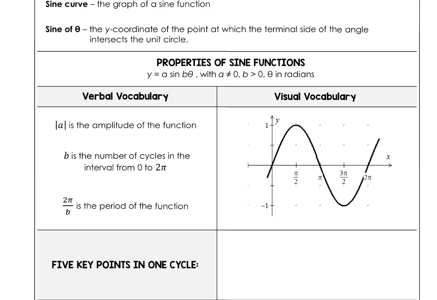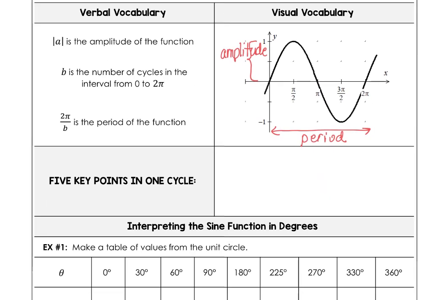So in our picture here, this is the amplitude, from the definition of amplitude, half the distance between the maximum and the minimum. And from 0 to 2 pi, this is the period of the curve. Now, we want to notice that there are 5 key points in one cycle of a sine curve. The first key point is at the origin. That's an intercept. And then there's a maximum point, another intercept, a minimum point, and then another intercept.